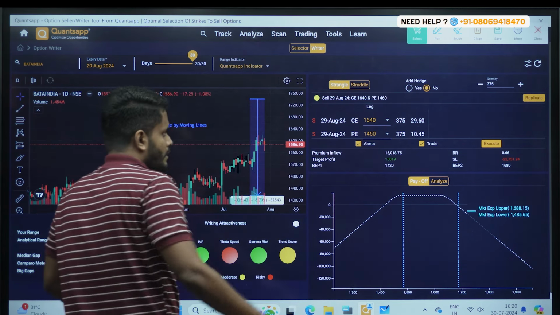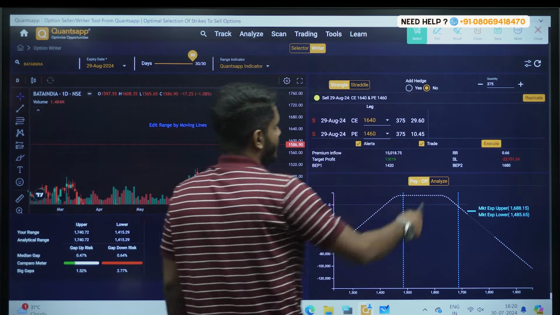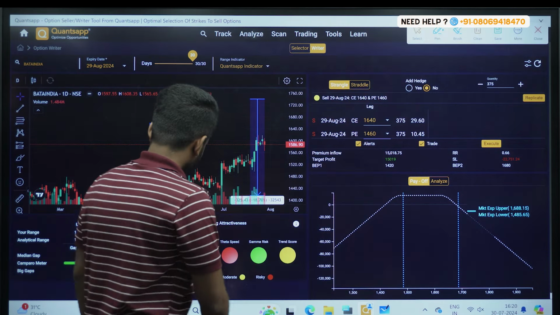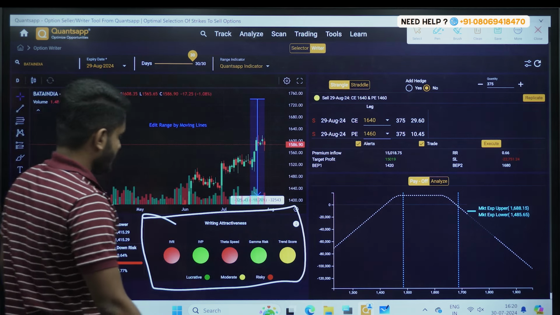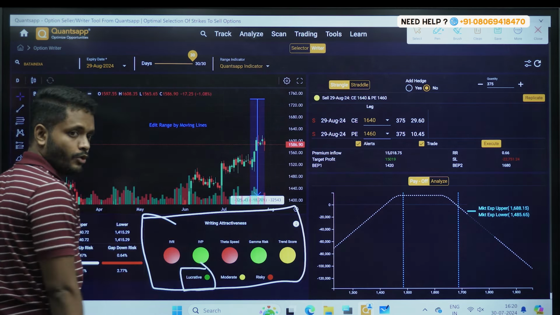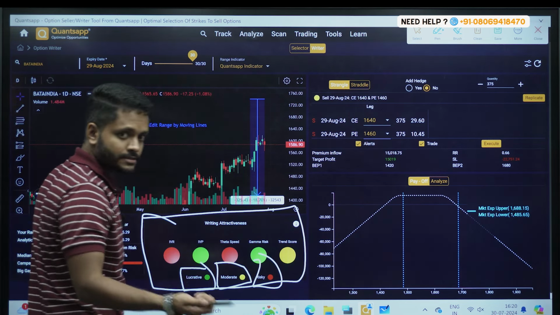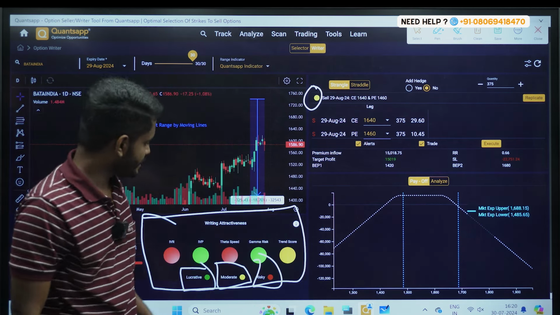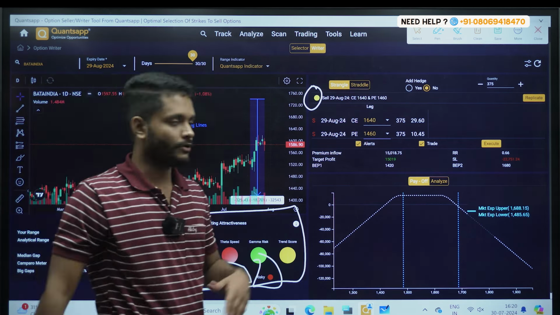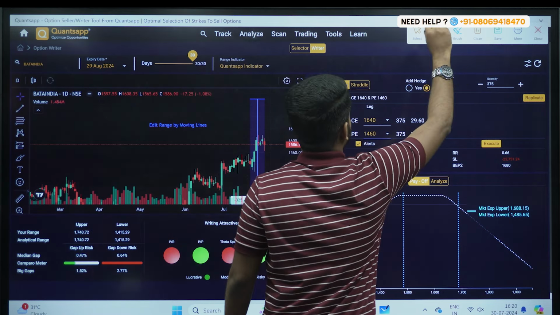Now, whether I can execute this or not, there is a parameter based on which you can decide. Now check out this: writing attractiveness, correct? If the signal is green, you can go with what is being shown there. If it is moderate, it's slightly risky. If it is risky, then it is risky, correct? Here the overall signal is yellow, that is, it is moderate. If you are willing to go with it, you can go. But usually, ideally, I would suggest you to go only when the overall signal gives you a green indication, else it's better if you avoid.